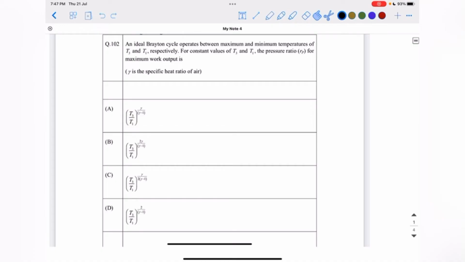Let us proceed to the next question. It is given that an ideal Brayton cycle operates between maximum and minimum temperature of T3 and T1 respectively. For constant values of T3 and T1, the pressure ratio for maximum work output is.